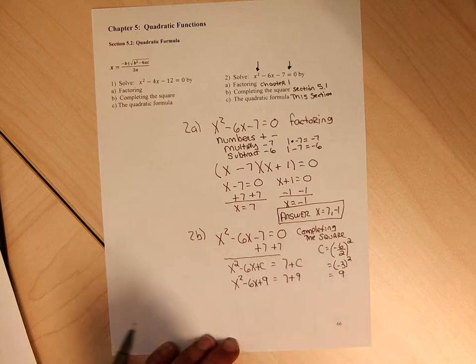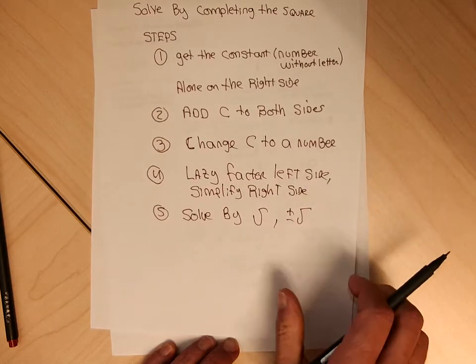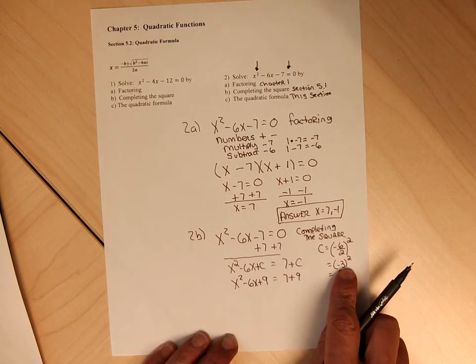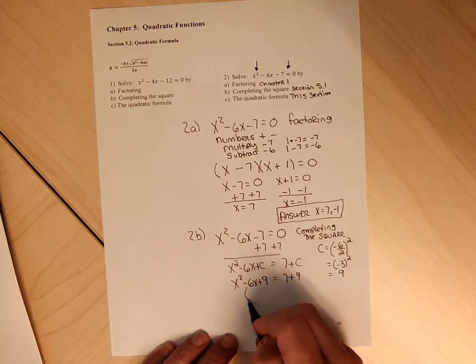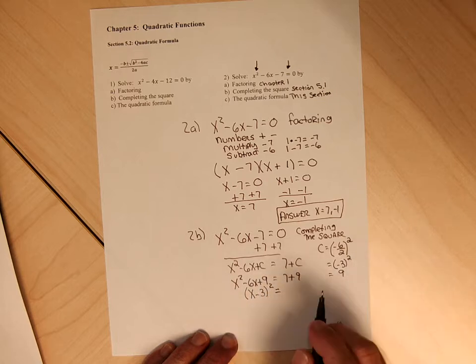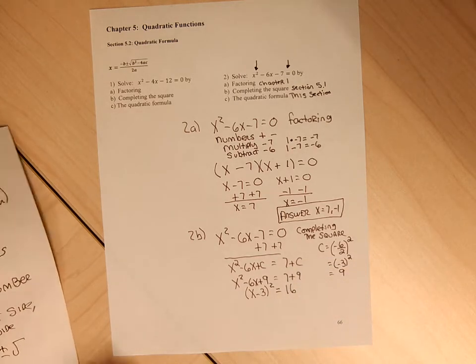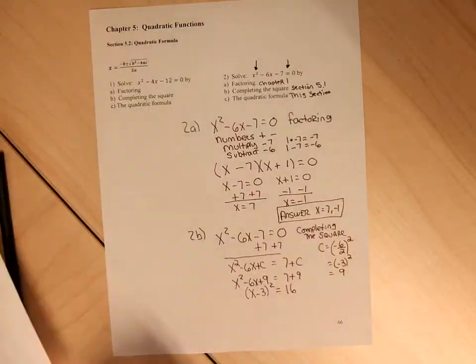Done with step 3. Moving on to step 4, lazy factor the left side, simplify the right side. The left side's always going to factor into one parentheses with a square, and the number right before you squared to find the C goes in that parentheses. So this is going to be x minus 3 quantity squared on the left-hand side. Lazy factor the left side, simplify the right side, and then solve by square root, plus or minus square root, using the square root property.